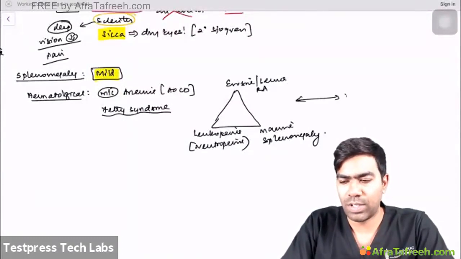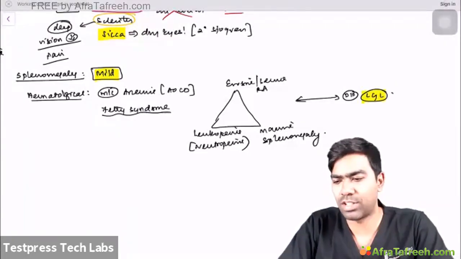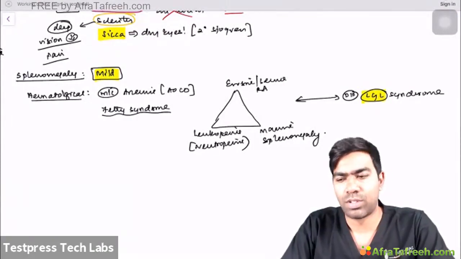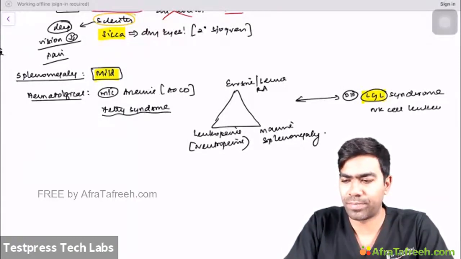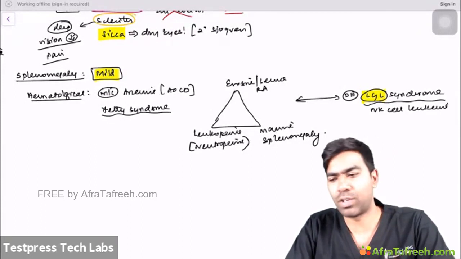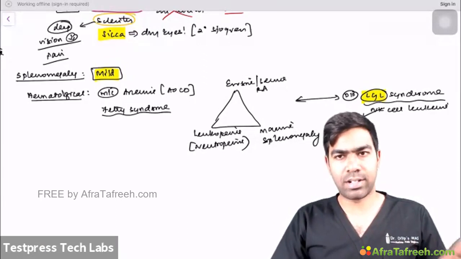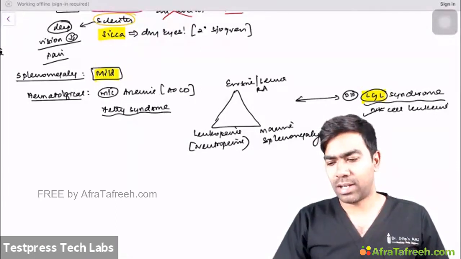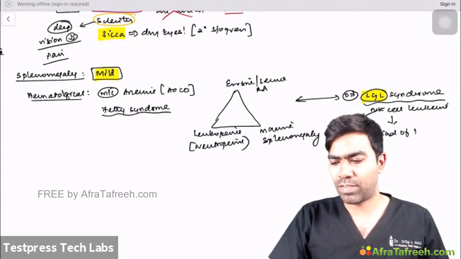And of course, one of the important DDs for Felty syndrome is something called LGL syndrome, large granular lymphocytic leukemia. So it's a form of leukemia. It's basically an NK cell tumor, NK cell leukemia. And that's a very important differential diagnosis, because rheumatoid arthritis itself can result in an NK cell tumor, that is, large granular lymphocyte syndrome. And large granular lymphocyte syndrome also has the same triad as that of Felty syndrome.